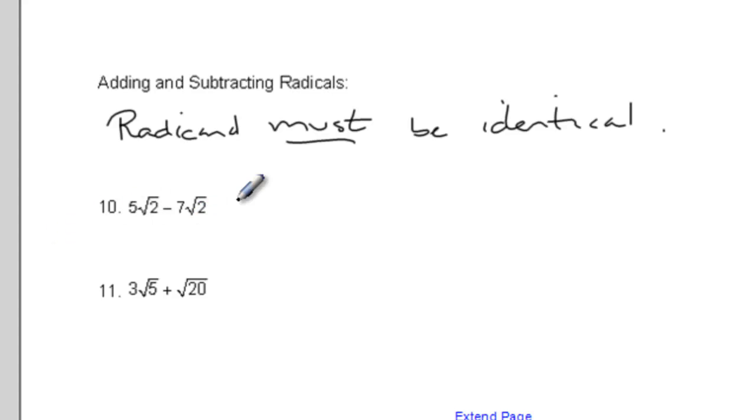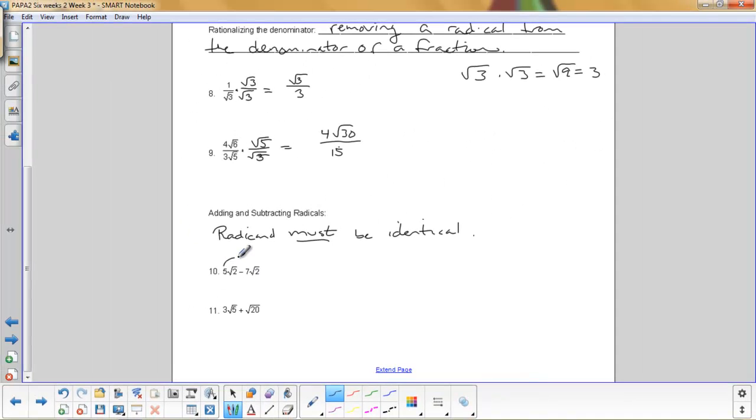In example number 10, they are identical, so you will add the numbers on the outside and leave the radicands the same. 5 minus 7 is negative 2, so the answer to this question is negative 2 square roots of 2.